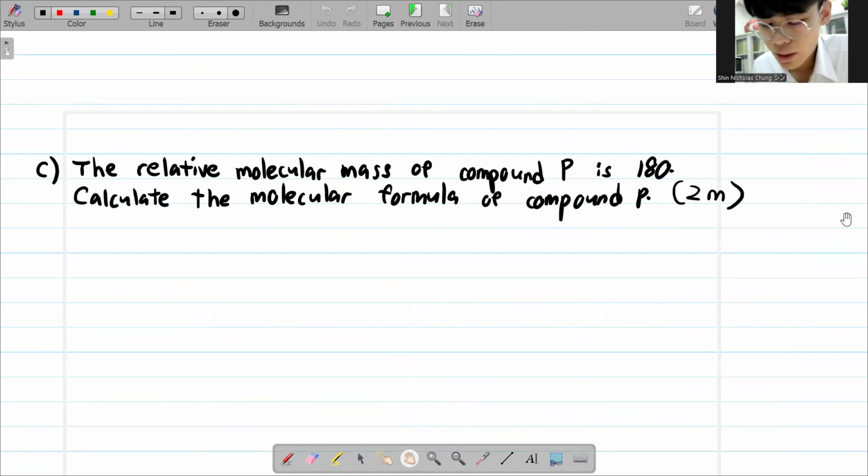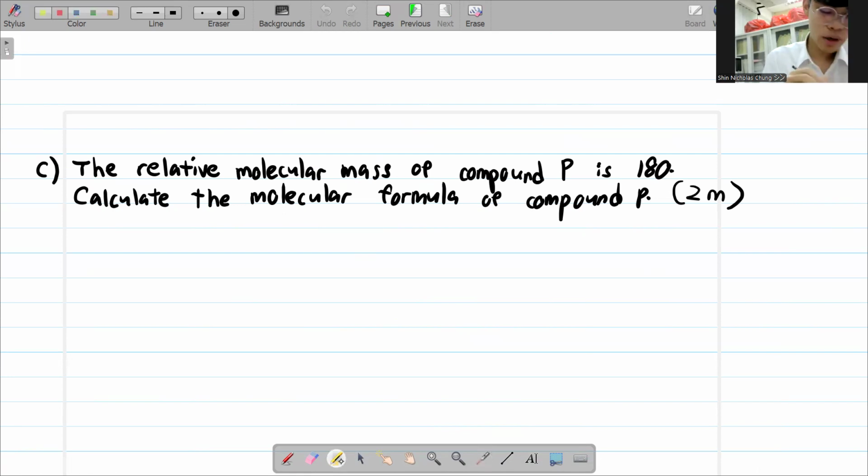So molecular formula again is the original one, which means the actual ratio, the number of atoms of each element in a compound, right? So let's read the question again. The relative molecular mass of compound P is 180.